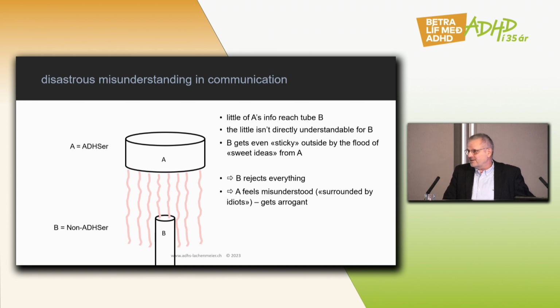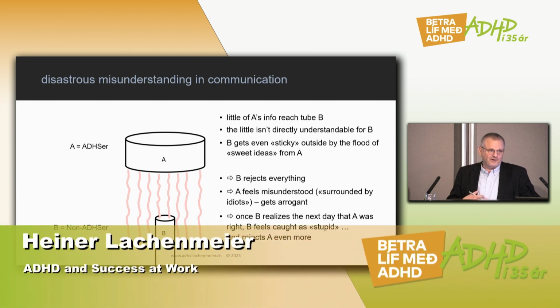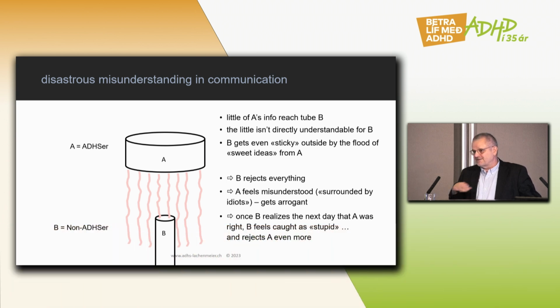Because the non-ADHDers are not just idiots, many of them are very intelligent people as well. So we have to be careful not to become arrogant. But it's understandable that this happens. Now, of course, if B realizes the next day that A was right, the ADHDer, then he feels himself caught as being the idiot. So, of course, he rejects even more. So that's just human. So we have to find a way to deal with that.